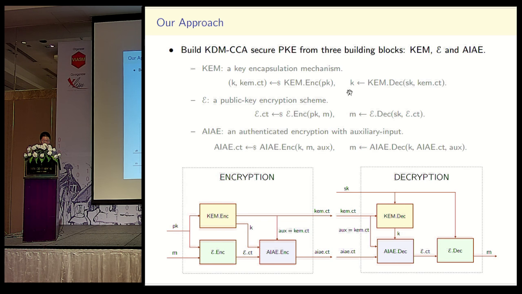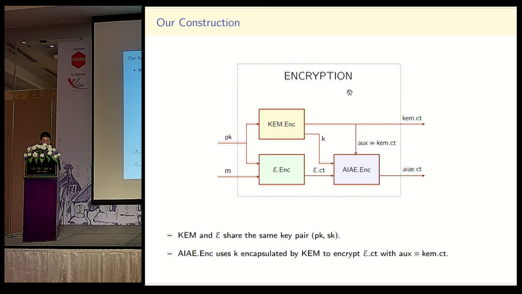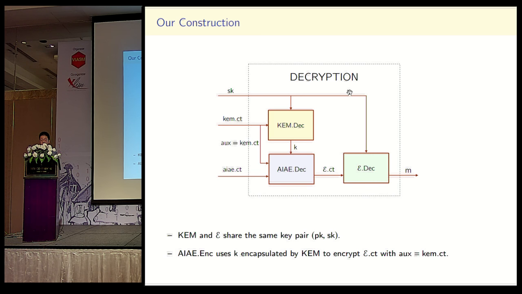Alternatively, we develop a new approach and build our PKE from three building blocks: a key encapsulation mechanism KEM, a public key encryption scheme E, and our AIAE. The encryption algorithm of our scheme is shown here. The KEM will encapsulate a key K for AIAE, and the resulting encapsulation KEM CT will serve as the auxiliary input for AIAE, and the encryption of M using the encryption algorithm of E will serve as the input for AIAE. And AIAE will use the key encapsulated by KEM to encrypt E CT, the ciphertext of E, with auxiliary input KEM CT. And the decryption algorithm is symmetric.